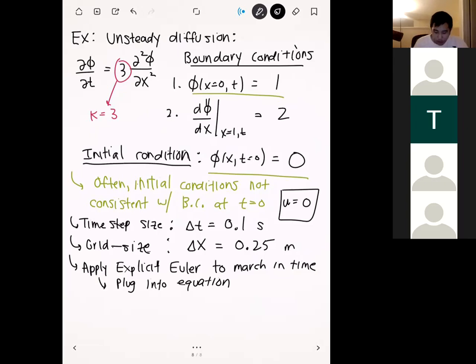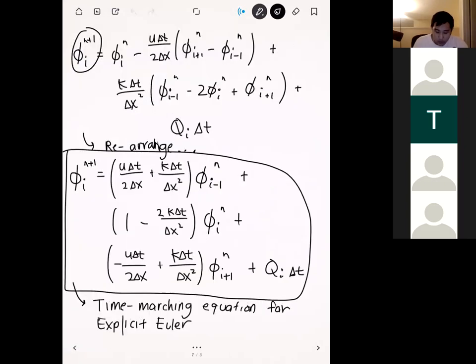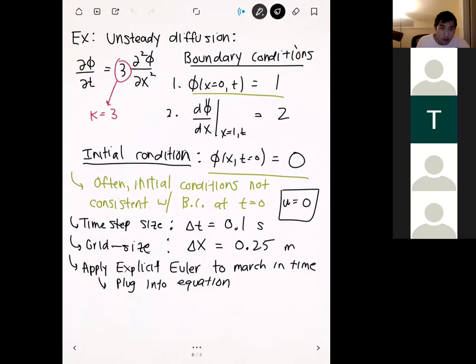If we plug all these values in, k is equal to 3, u is equal to 0, delta t and delta x, we get the following equation.